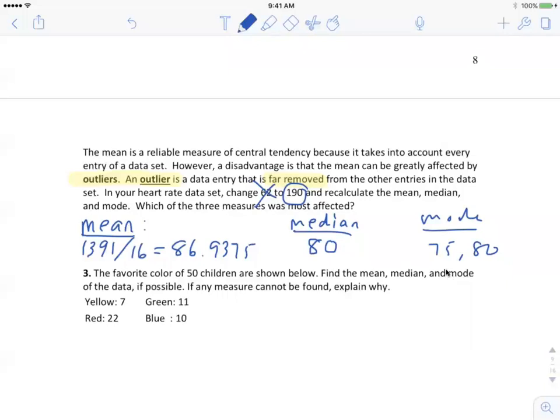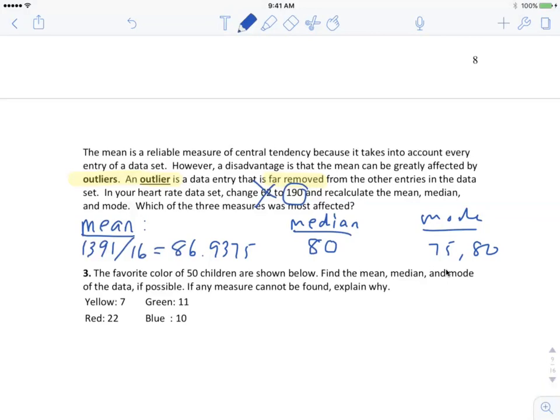Okay, so here's what I got. If we replace the 62 with the 190, the mean I got was approximately 86.9. The median just changed a little bit. The mode didn't change at all. So the point of this is when you have an outlier, the mean is most affected by it. The median and the mode aren't. So if you have a data set with some outliers, you probably want to use the median as your measure of central tendency as opposed to the mean.